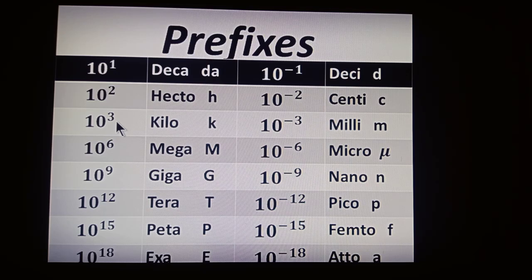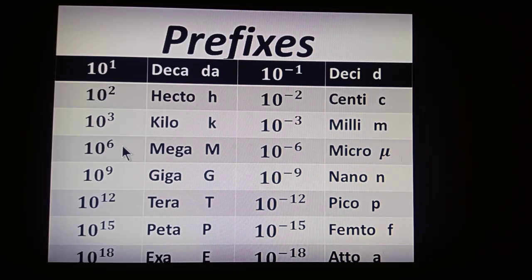Similarly, when something is multiplied with 1000, 10 raised to the power 3, this power of 10 is called kilo. Symbol is K. And 1 by 1000th part of something is called milli. And so on. You can look at this chart.